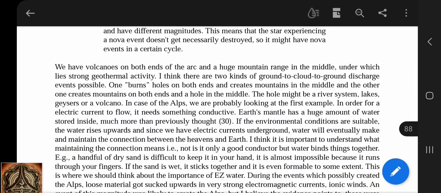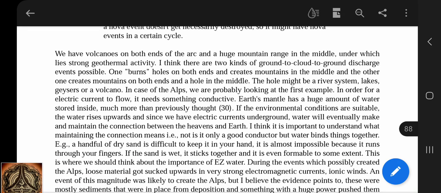We have volcanoes on both ends of the arc and a huge mountain range in the middle, under which lies strong geothermal activity. I think there are two kinds of ground-to-cloud-to-ground discharge events possible. One that burns holes on both ends and creates mountains in the middle, and the other one creates mountains on both ends and a hole in the middle. The hole might be a river system, lakes, geysers, or a volcano. In case of the Alps, we are probably looking at the first example.